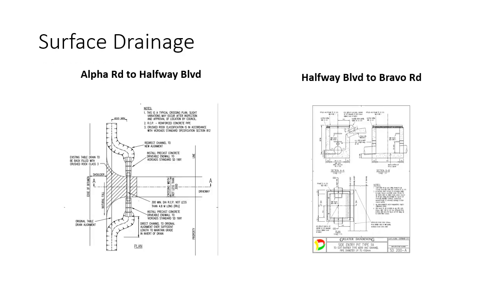Stormwater management system in the Alpha Road to Halfway Boulevard section includes open drains, outflow through the wetlands, and culvert crossings required for access to the properties. Appropriate crossfall, longitudinal fall, and the stability of the slope is very important while we are constructing and establishing an open drain. However, for the Halfway Boulevard to Bravo Road section, the pits and underground pipes, side entry pits, kerbing channel, all those form part of the stormwater management plan.